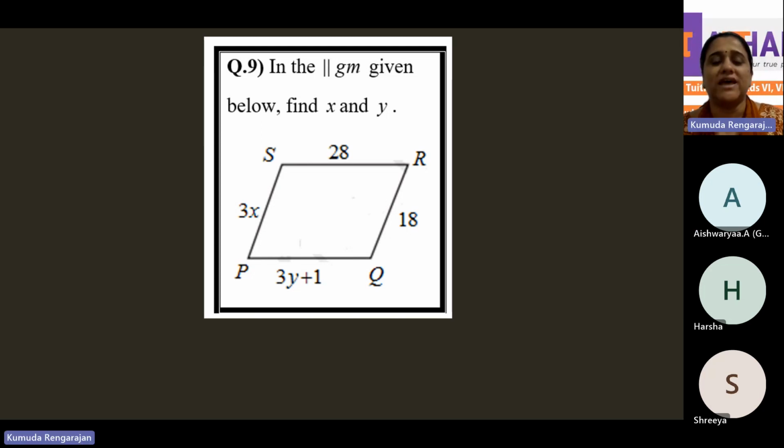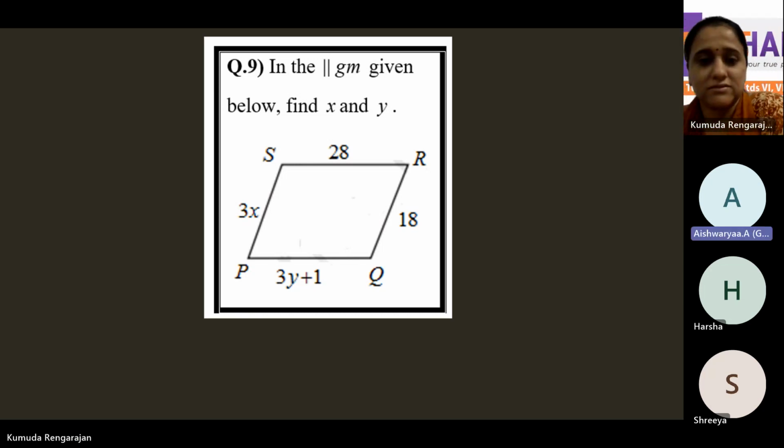3x is equal to 18. x is equal to 18 by 3. Yes or no? Ma'am, can you hear me? Yes, ma'am. Opposite sides are equal. So 3x is equal to 18. x is equal to 18 by 3. x is equal to 6. Tell me the other one.